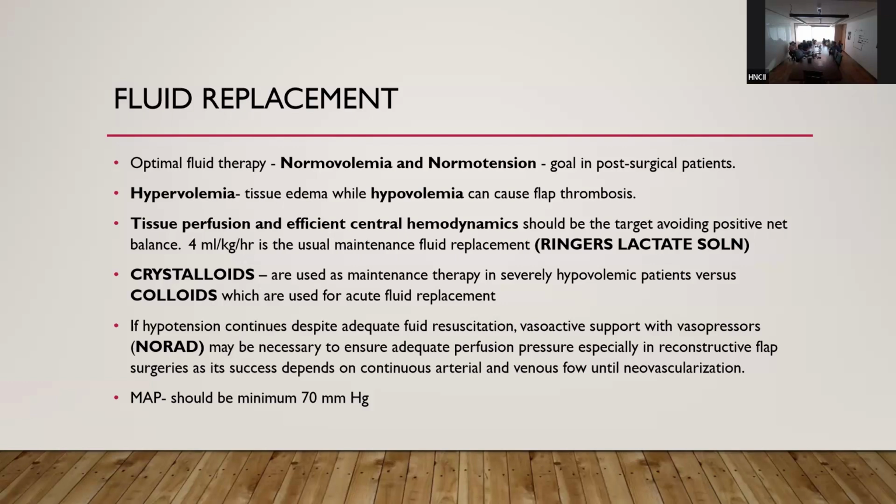Crystalloids are used as maintenance therapy in severely hypovolemic patients, while colloids are used as acute fluid replacement. When there is blood loss, but the hemoglobin has not fallen, and you don't think it will fall below 9, but the patient requires fluid, you generally give crystalloids and colloids. And if hypotension continues despite your fluid management, you then have to give vasopressors, like noradrenaline, so that you can at least keep the mean arterial pressure at a minimum of 70 millimeters of mercury.